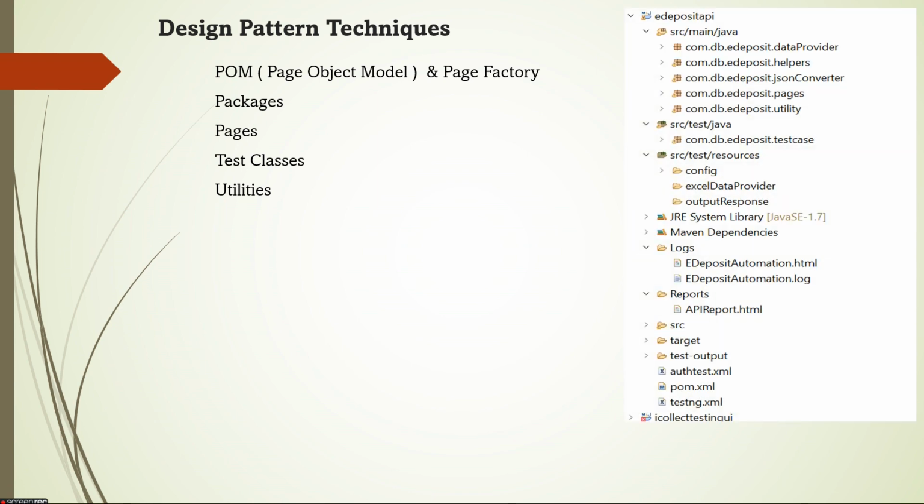As you can see, this is a project, and this is the src main java. This is a source package, and within the source package we have multiple packages. These packages contain a list of .java files, and basically those are page classes. Another is src test java. This package contains the test cases.